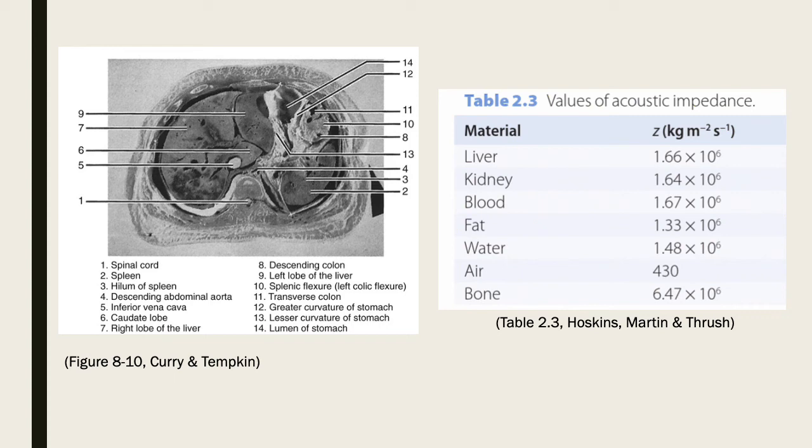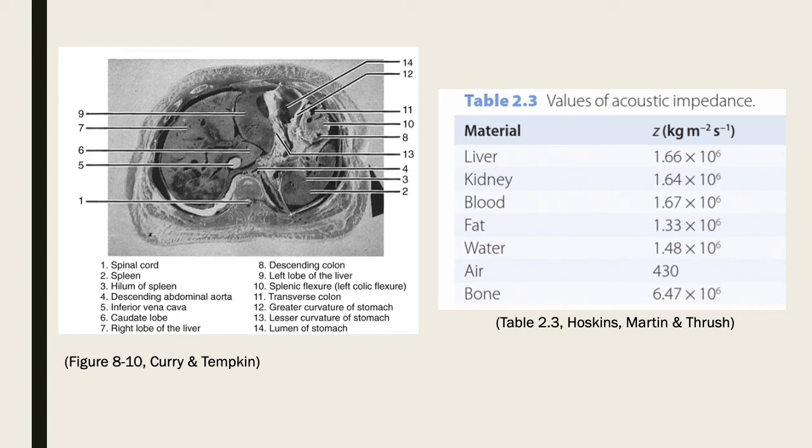So if we're using an anterior approach, which is going to be somewhere around here, the first thing that our ultrasound beam is going to encounter is going to be our subcutaneous tissue. For the majority of people, subcutaneous tissue is going to be fat. So if we look at that Z value, it's about 1.33 times 10 to the 6. All good. So we have sound that goes into the body, and then the next thing it's going to encounter is, let's say, the liver.